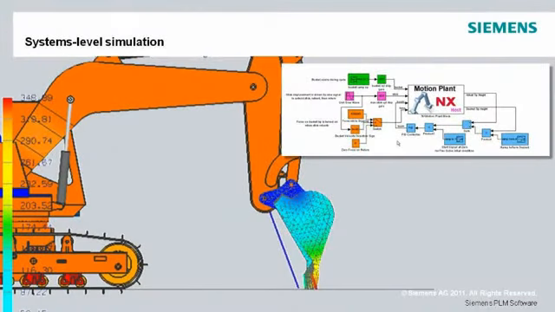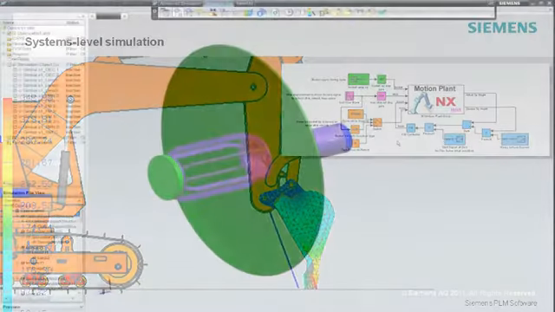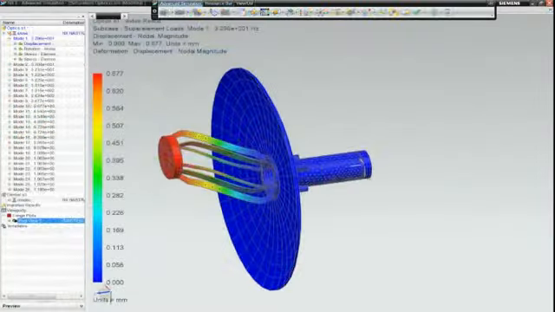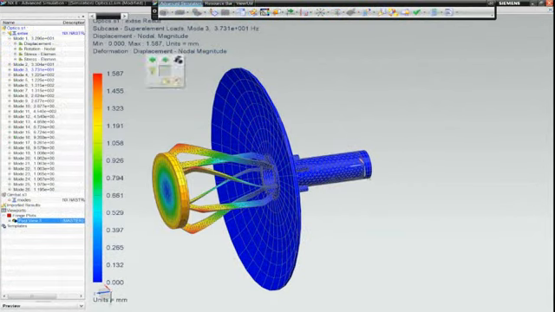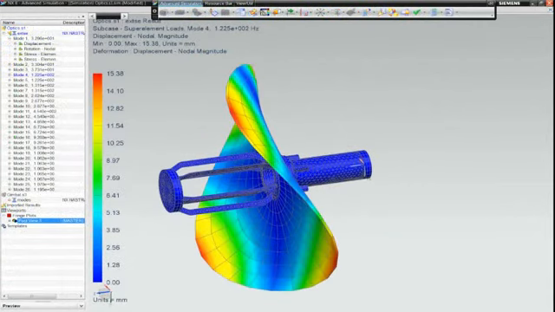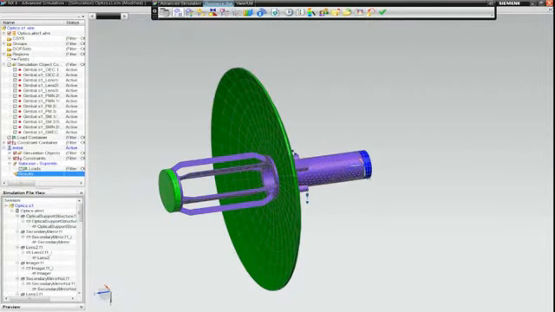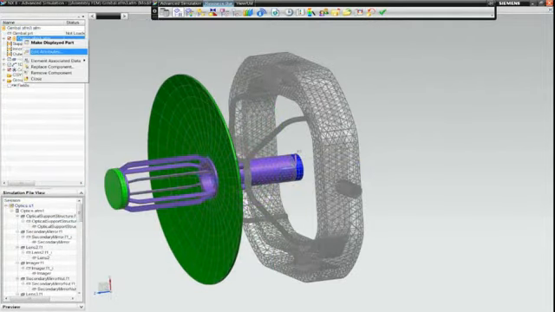NX-CAE facilitates systems-level simulation through its ability to efficiently model and solve large analysis problems. In NX8, NX-CAE enhances systems-level analysis through use of superelements within FE assemblies and adds parallel computing to its flow solver. A superelement represents an FE component as a reduced set of degrees of freedom. And in NX8, you can include superelements into complex FE assemblies.